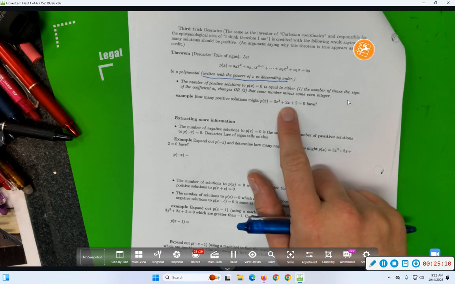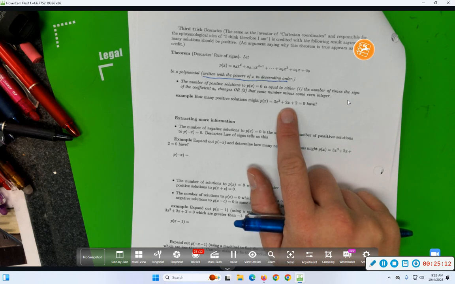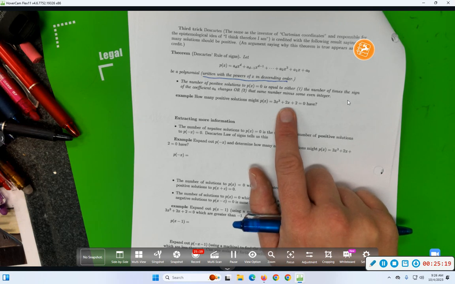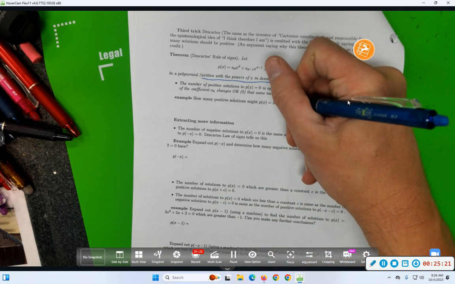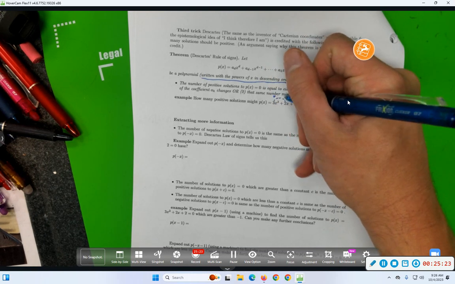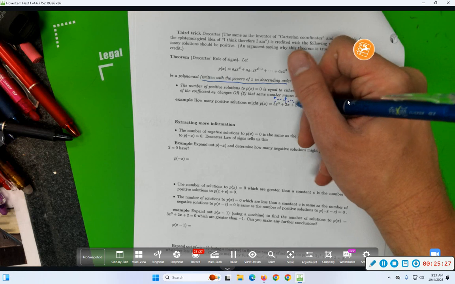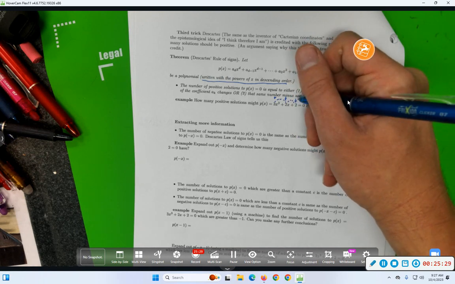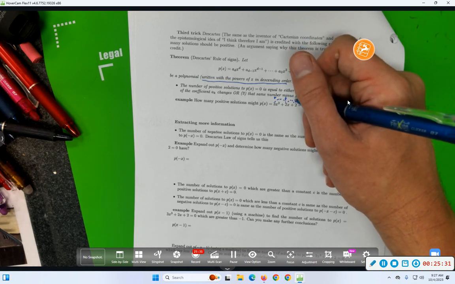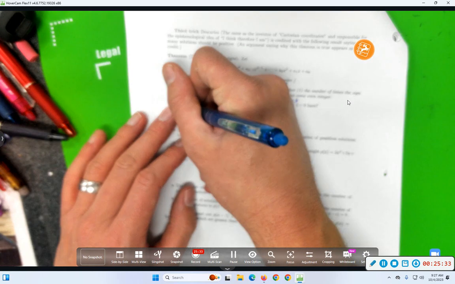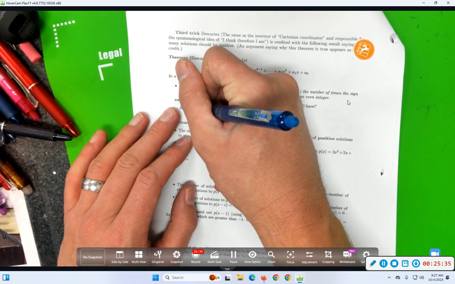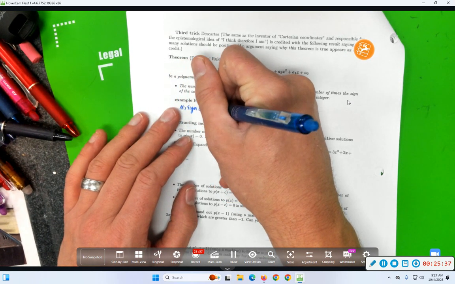From 3 to 2, did the coefficient change sign? Not just change. Did it change from positive to negative or negative to positive? No. No sign change there. Both positive. Plus became plus. From there to there, is there a sign change? Nope. So how many times did it change sign? 0. So there are no sign changes.